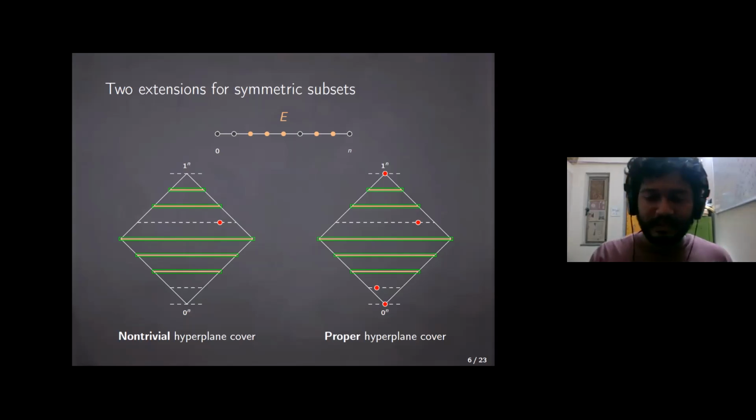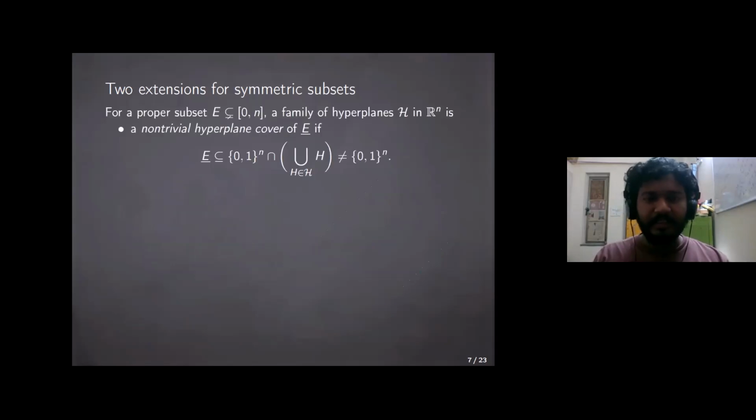All right, so let's go ahead. And so, yeah, this is the definition once again in words. If we have a proper subset E of 0 to n, a family of hyperplanes is a non-trivial hyperplane cover if E bar, which corresponds to the set of points in the hypercube with weights in E, is contained in the union, and the union of these hyperplanes intersected with the hypercube is not the full hypercube. So it doesn't cover the full hypercube.